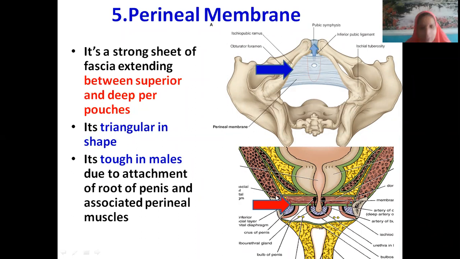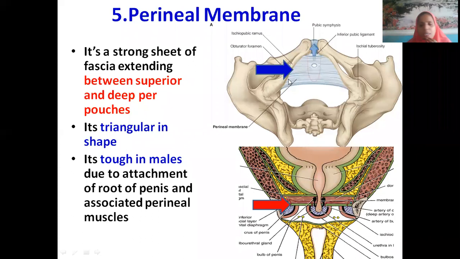Now the fifth thing; we are going stepwise. We have seen skin, the fatty layer, and the membranous layer, which is called Scarpa's fascia. We have finished the superficial perineal pouch. Now, what is the name of this membrane? The fifth one, deep: the perineal membrane. What is the other name? The inferior layer of the urogenital diaphragm. Very good. This is the inferior layer of the urogenital diaphragm, also called the perineal membrane.